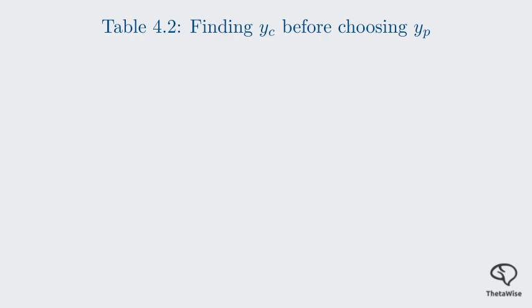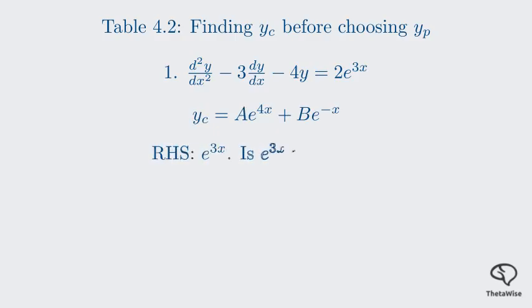The right-hand side is 2e to the 3x. We check: is e to the 3x part of yc? No, so according to our rule, we simply choose yp to be ce to the 3x. Now look at the second equation.